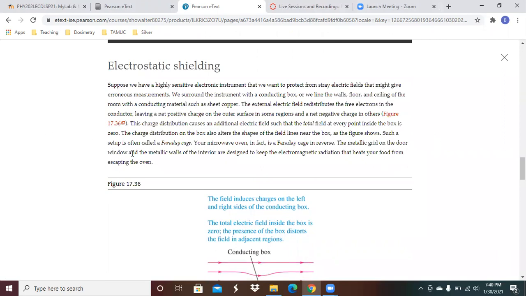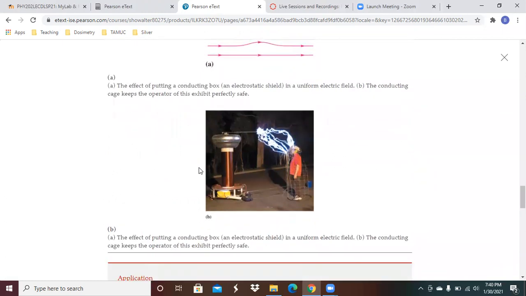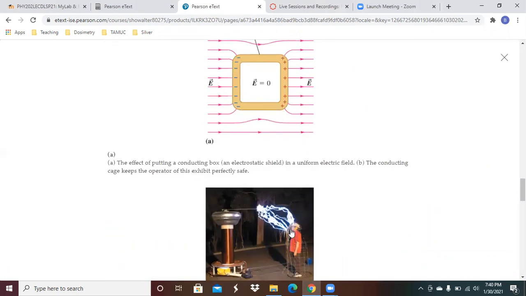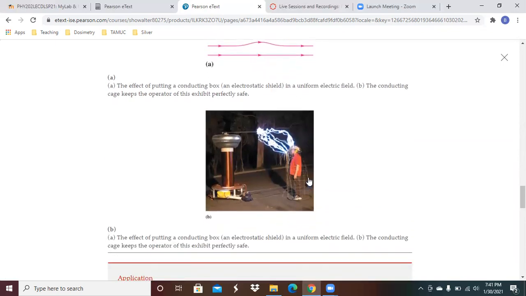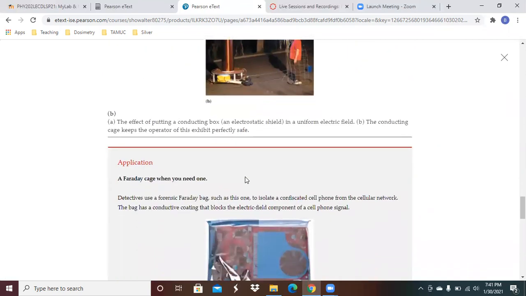And such a setup is often called a Faraday cage. So your microwave oven is in fact a Faraday cage in reverse. The metal grid on the door window, and the metallic walls on the interior are designed to keep the electromagnetic radiation that heats your food from escaping. So the effect of putting a conducting box in a uniform electric field is what you're seeing here. The conducting cage keeps the operator of this particular exhibit perfectly safe, which I've got to admit is neat. A little unnerving, to be honest with you, but that's what you're looking for here.